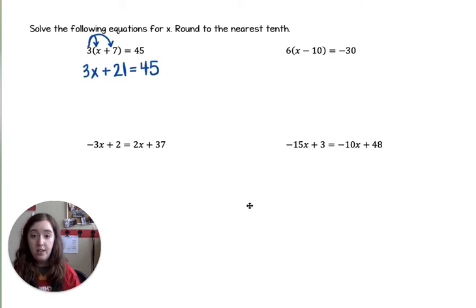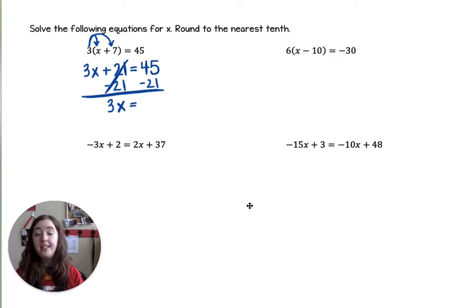So to bring 21 to the other side, I have to subtract it since it's being added. So that way, plus 21 minus 21 adds to 0. And all I'm left with on that left side is x. And when I take 45 minus 21, I'm left with 24. Since 3 and x are being multiplied, I have to divide by 3 to get x by itself.